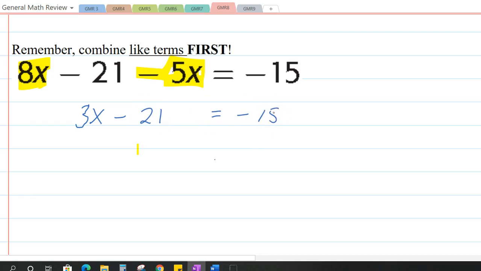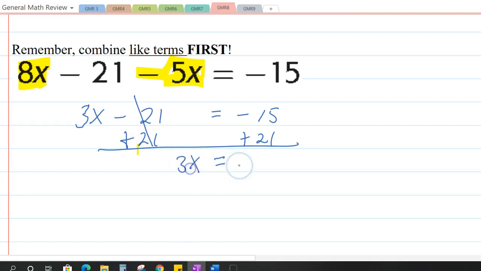Now I can do PEMDAS backwards. We're starting with addition and subtraction. The opposite of subtracting 21 is to add 21. What I do to one side of the equal sign, I do to the other, plus 21. Negative 21 and positive 21 cancel out. We bring the equal sign straight down. That gives me 3x is equal to 21 take away 15 is 6.